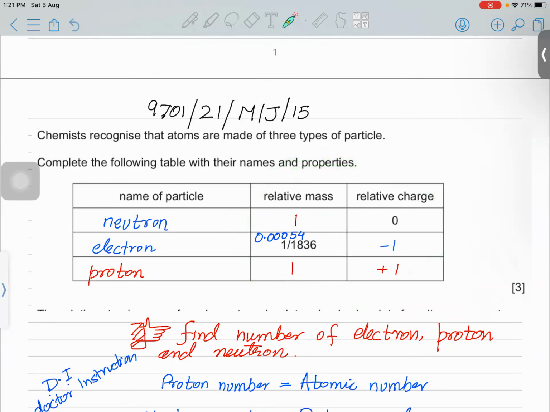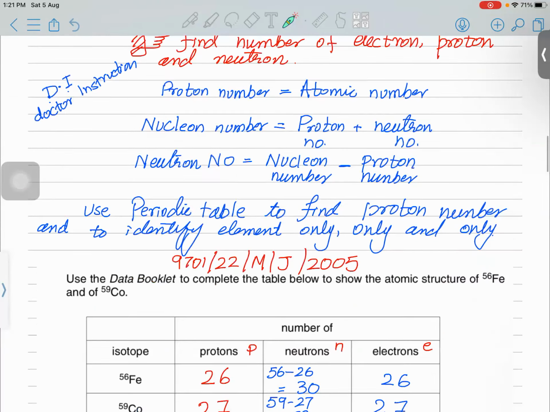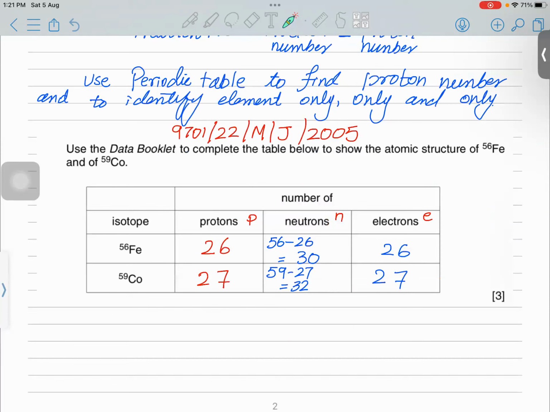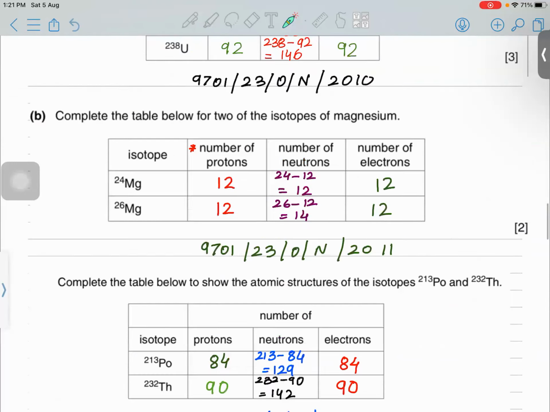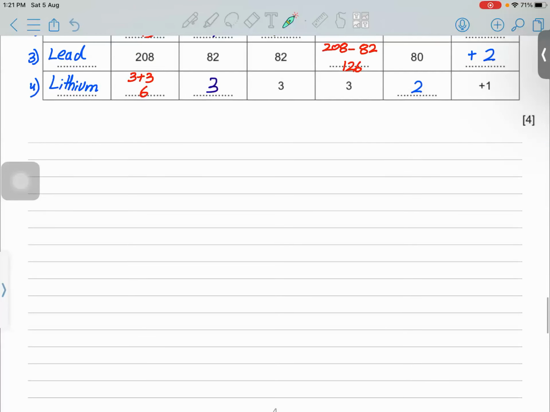Then we discussed the relative charges and relative masses. Electron is the lightest particle. The relative mass of the electron is 1 over 1836 or 0.00054. Then the last one is how to find the number of electrons, protons, and neutrons. Do you have any question? No, I got it all. Okay, Alhamdulillah. Isa, do you have any question? No, sir.